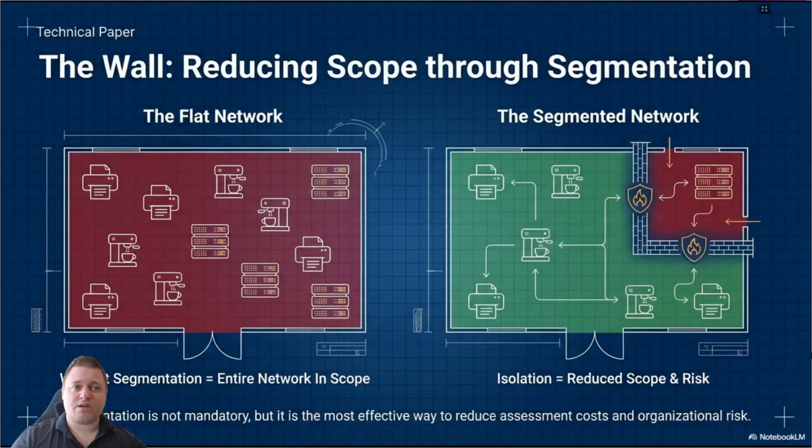The wall: reducing scope through segmentation. Without segmentation, like I said before, the entire network's in scope. Using segmentation, you're isolating it and you're reducing the scope and risk by putting a firewall to block everything else out, firewall rules, put on a different VLAN, that kind of thing. Segmentation is not mandatory, like I mentioned before, but it is the most effective way to reduce assessment costs and organizational risks.